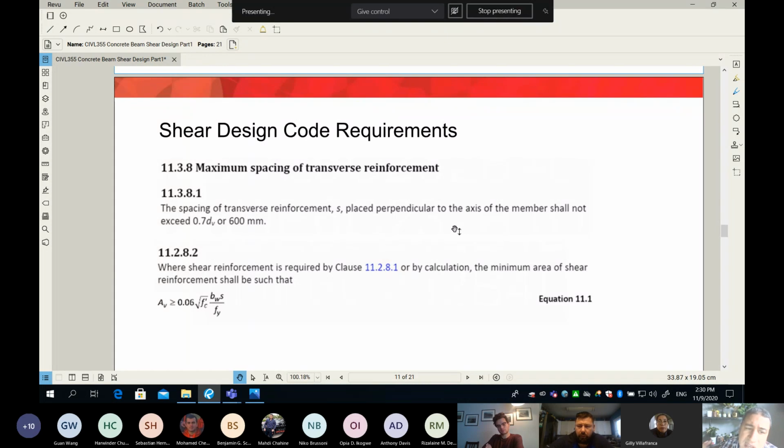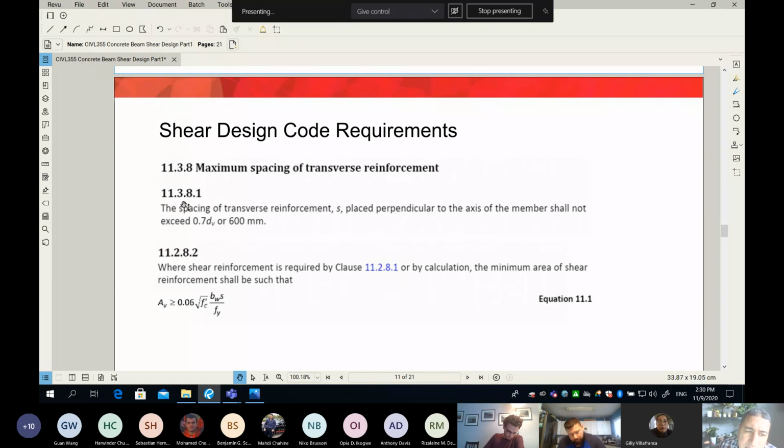So the code has some opinion on what should be the maximum spacing between the stirrup and what is the minimum amount of stirrup that has to be placed in your beam. So let's start reading. So you can see here under 11.3.8, it says here maximum spacing of the transverse reinforcement. And guys, please, every time you see the word transverse reinforcement, please interpret as shear, because that's the only option we're using in our class this year. Okay, so basically this clause here is telling us what should be the maximum spacing between stirrups.